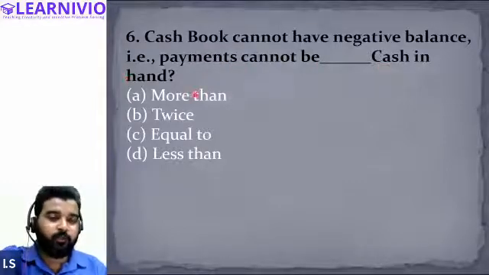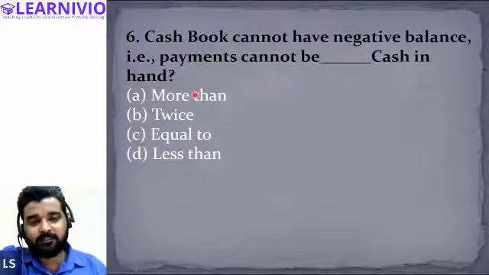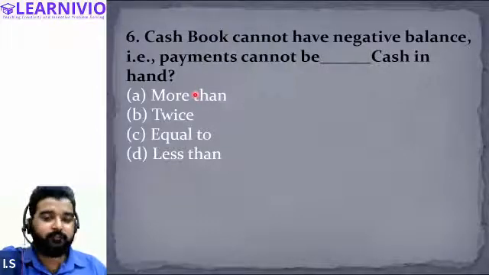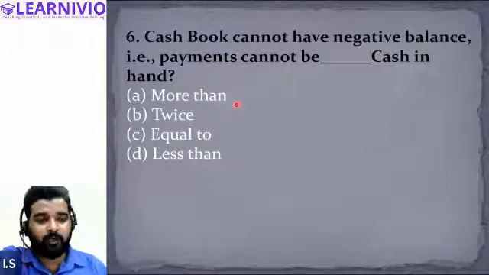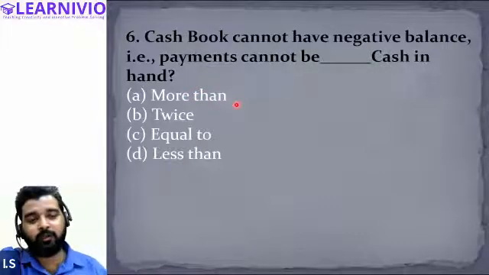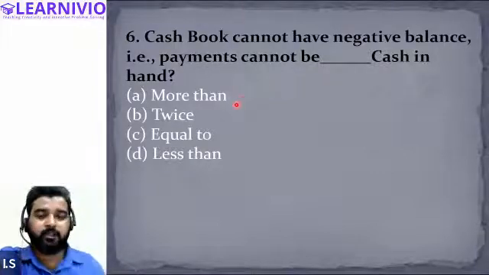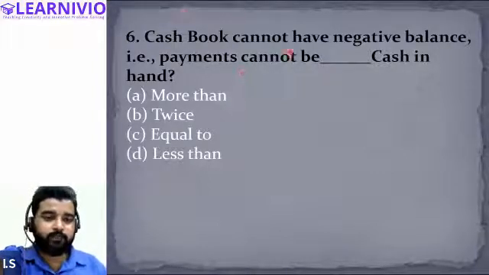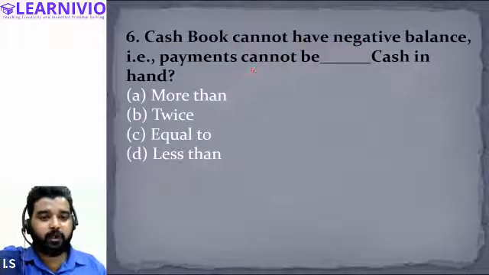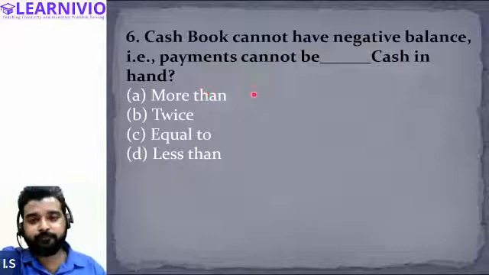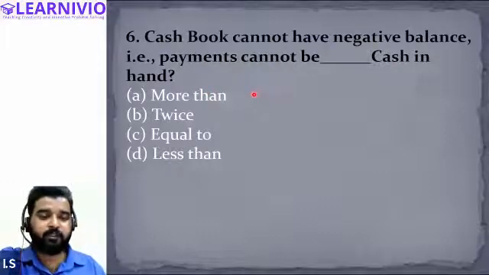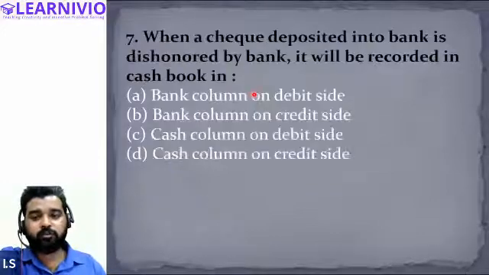We can only spend a maximum of the amount that we have in hand, right? We cannot spend any extra amount other than the amount that we have in our hands. So basically, the cash book cannot be negative because payments cannot be more than the cash in hand. Peer and Steve, is it clear to both of you also? Yes, sir. Now let's go to the seventh question.